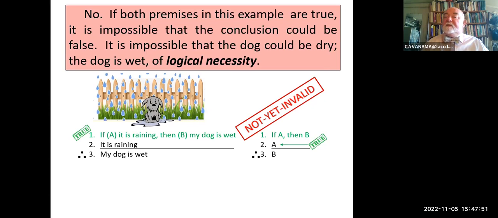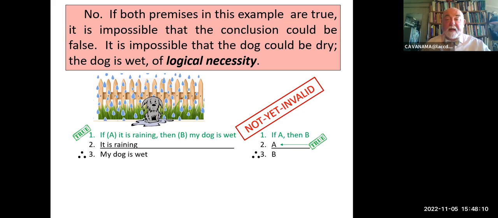If both premises in this example are true, then it is impossible the conclusion could be false. It's impossible the dog could be dry. The dog is wet of logical necessity. So we've tested this one for validity. We tested it for invalidity. Actually, we found that it's not yet invalid. That's all that valid means.